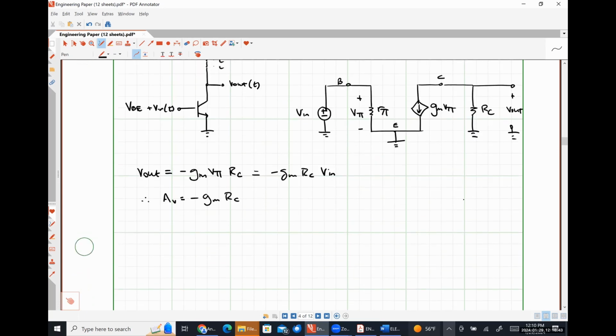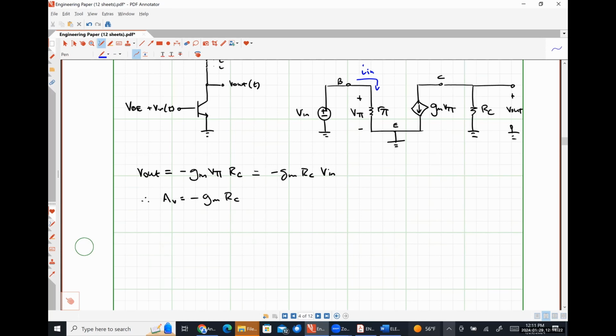Now let's figure out Rin. Let's just use Vin as it is as our test source. And so this is the current Iin that we need to find. And then the ratio of Vin to that current Iin will be our input resistance. Iin is the current flowing through resistor R pi. So Iin is just V pi over R pi.